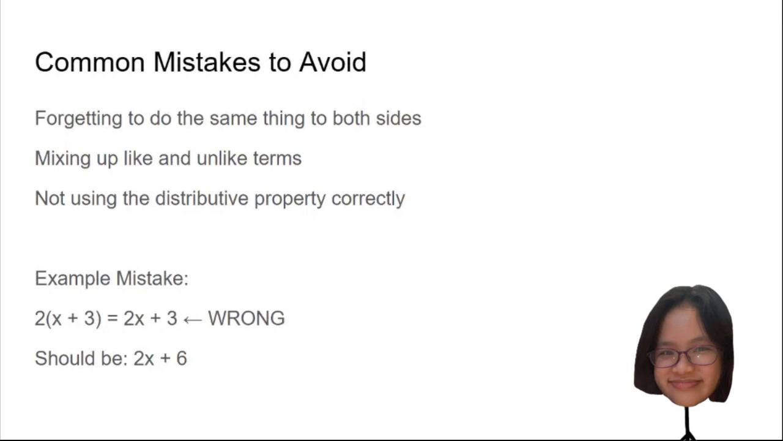And the last one is not using the distributive property correctly. You might make a mistake while counting it, like you forget to multiply by 2, like in the example mistake, which is 2 bracket x plus 3 bracket equals 2x plus 3. Now, that is wrong because while the 2x is correct, the plus 3 is wrong as we did not multiply by 2, since we should multiply the 3 by 2 as well. So the answer should be 2x plus 6.